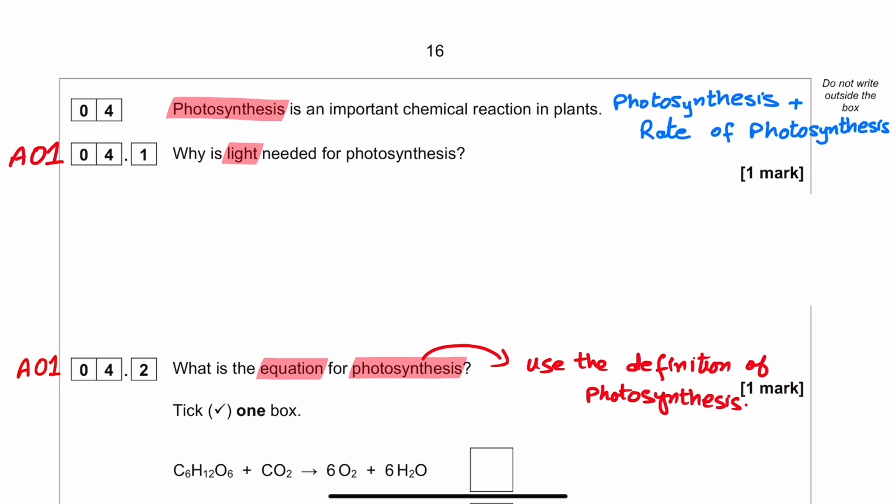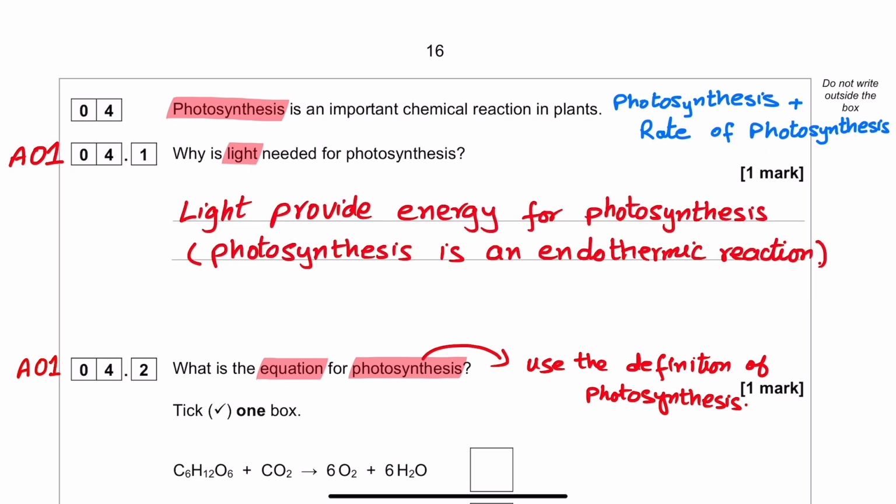Let's see the model answer. Light provides energy for photosynthesis. Enzymes are present in the leaves and they need energy to do photosynthesis. Therefore, the light provides energy for photosynthesis, and photosynthesis is an endothermic reaction. Endothermic reactions are those reactions which need energy to start.